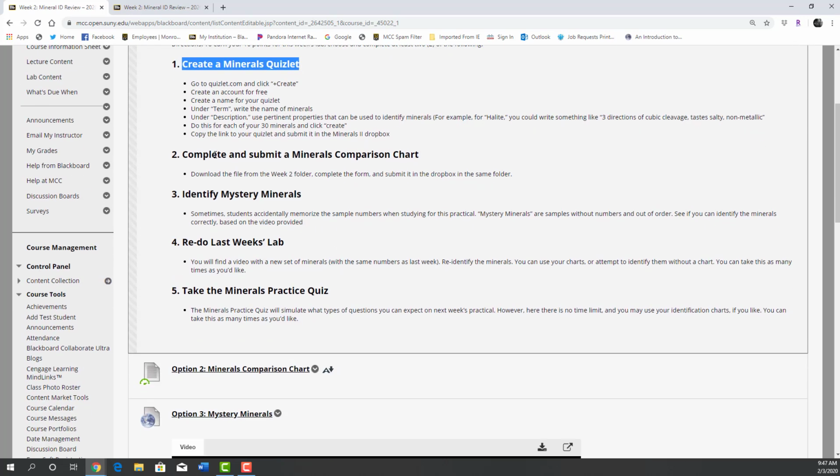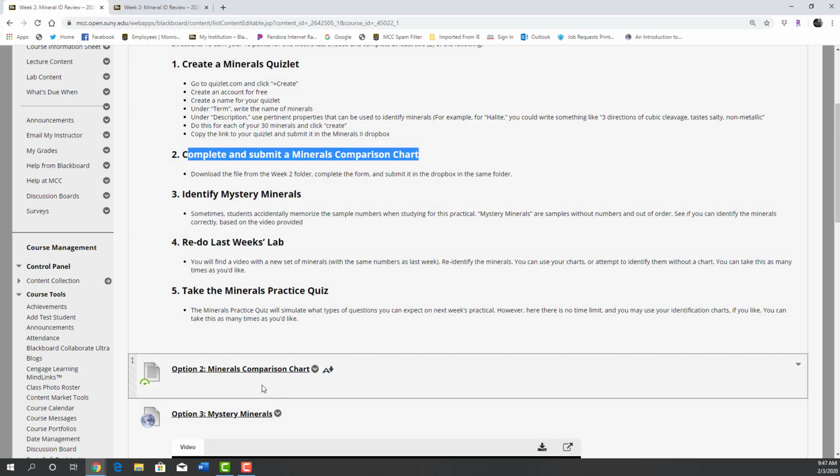Your second option is to complete and submit a minerals comparison chart. So down here you'll see option 2, minerals comparison chart. What I've basically done in there is pulled out minerals that people frequently confuse with one another, like halite and calcite, for example. So I ask you this week to look and say, okay, next week, how am I going to figure out if I'm looking at halite or calcite?